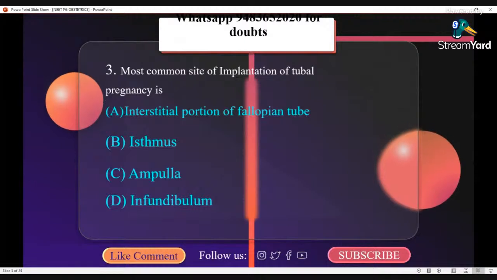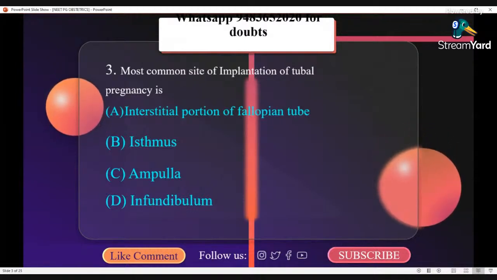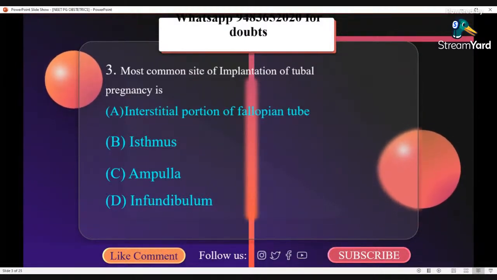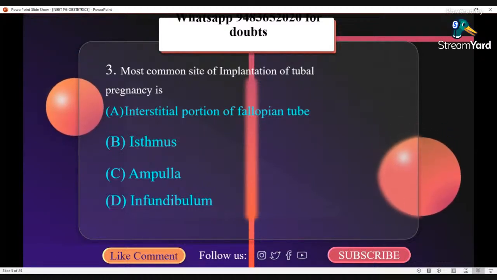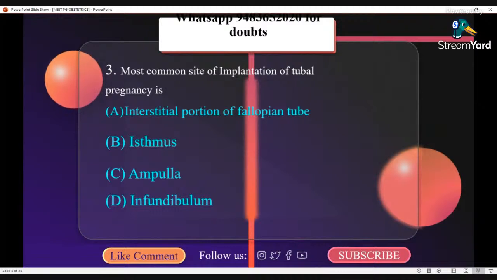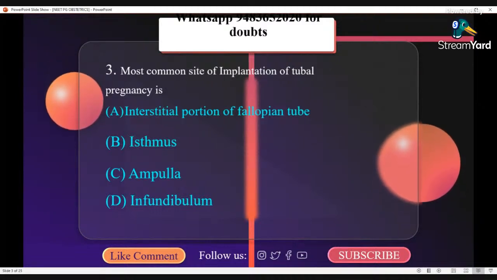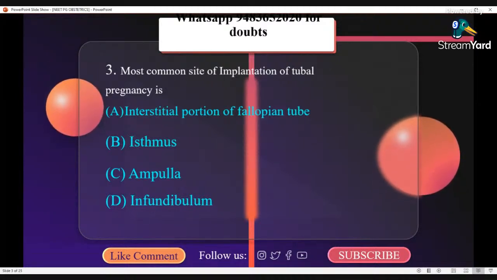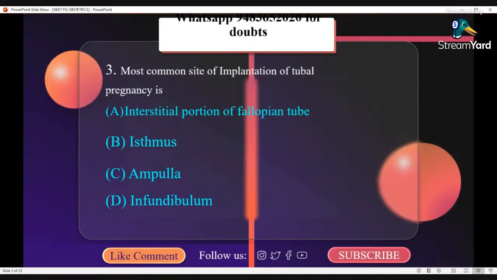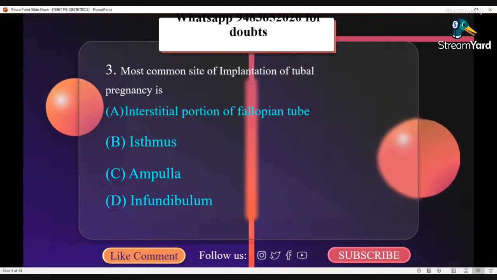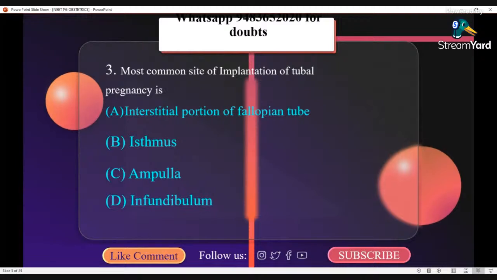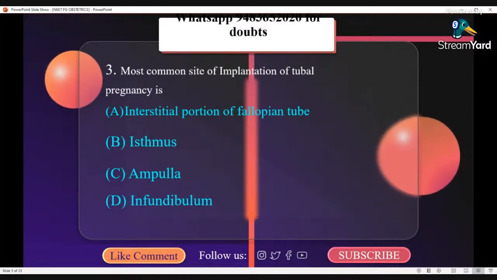Most common site of implantation of tubal pregnancy is A, interstitial portion of fallopian tube, B, isthmus, C, ampulla, D, infundibulum. So this ampulla is a broad portion. So the most common site of implantation of tubal pregnancy is ampulla.